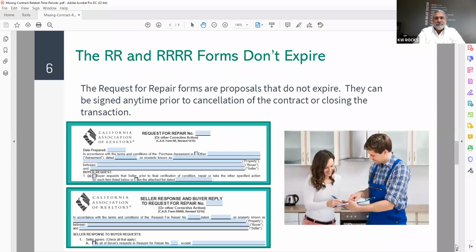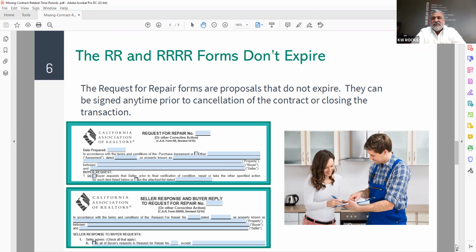Okay. Not yet. All right, so let's briefly talk about the RPA, because I get a lot of questions regarding the RR and the RRRR, okay, which is better known as the request for repairs and the seller's response to the buyer's request for repairs.